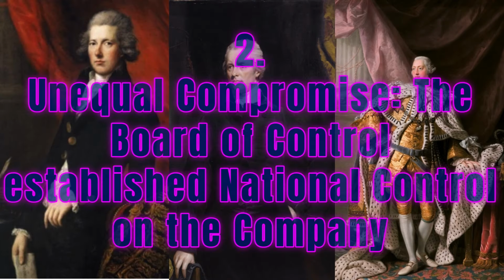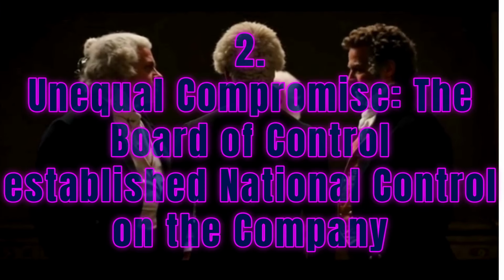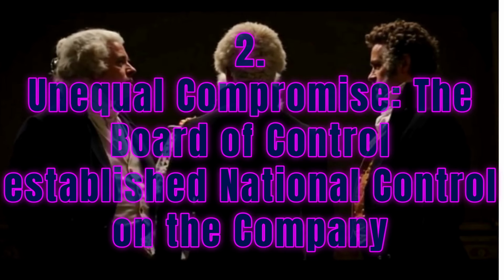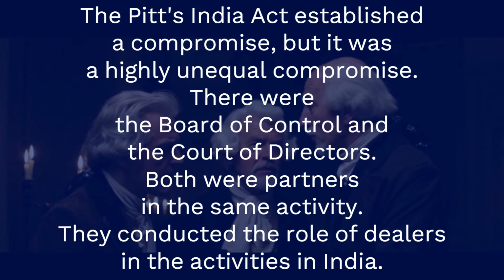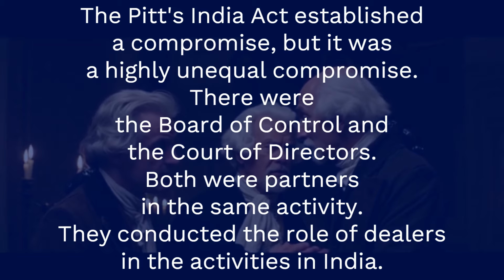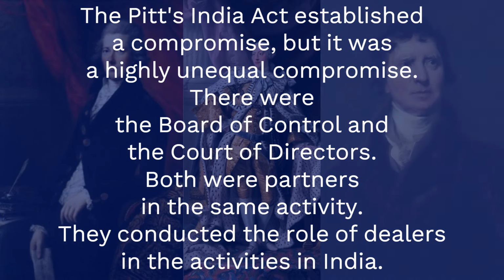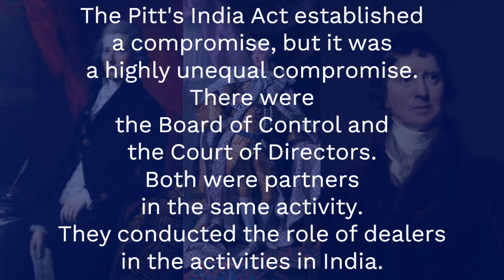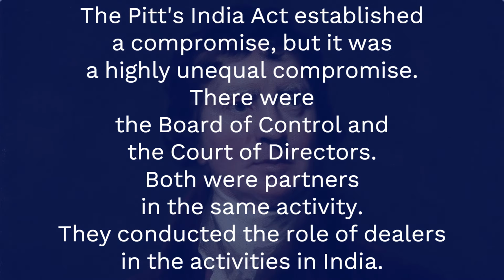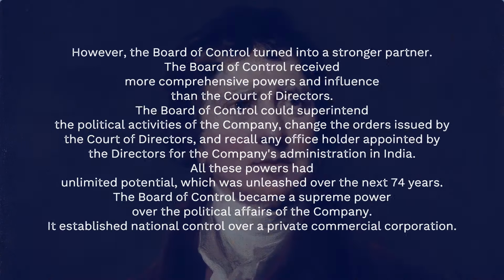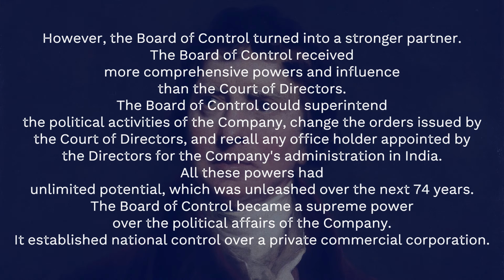2. Unequal compromise. The Board of Control established national control on the company. The Pitt's India Act established a compromise, but it was a highly unequal compromise. There were the Board of Control and the Court of Directors. Both were partners in the same activity. They conducted the role of dealers in the activities in India. However, the Board of Control turned into a stronger partner. The Board of Control received more comprehensive powers and influence than the Court of Directors.